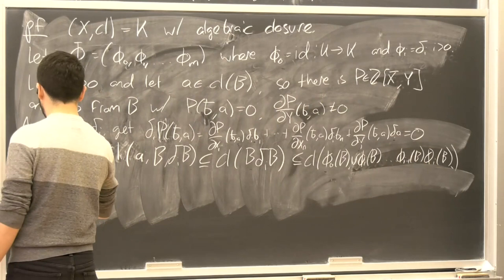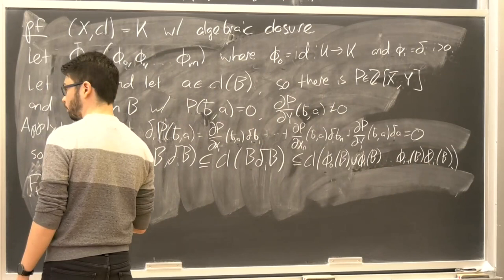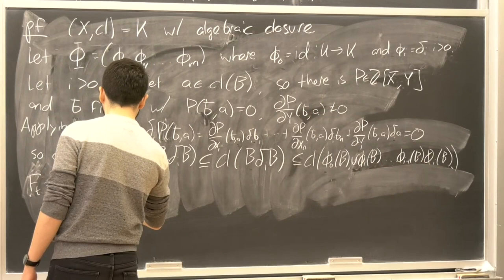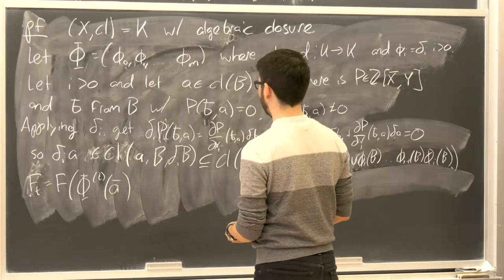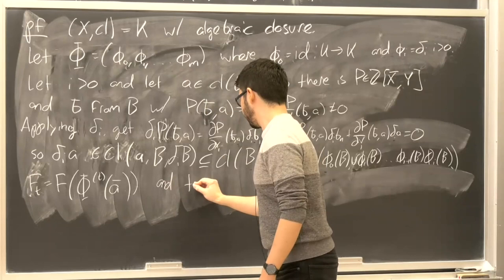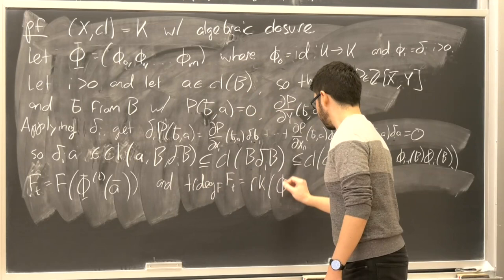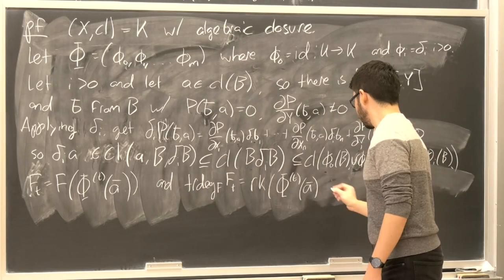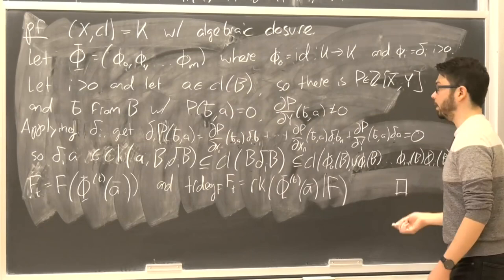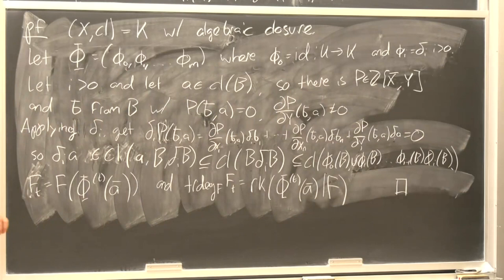F_T is really just F along with phi t of our tuple A. And the transcendence degree of F_T over F is just going to be the same thing as the rank of this thing over F, right? The rank corresponding to the closure operator of algebraic closure is just the usual transcendence degree.